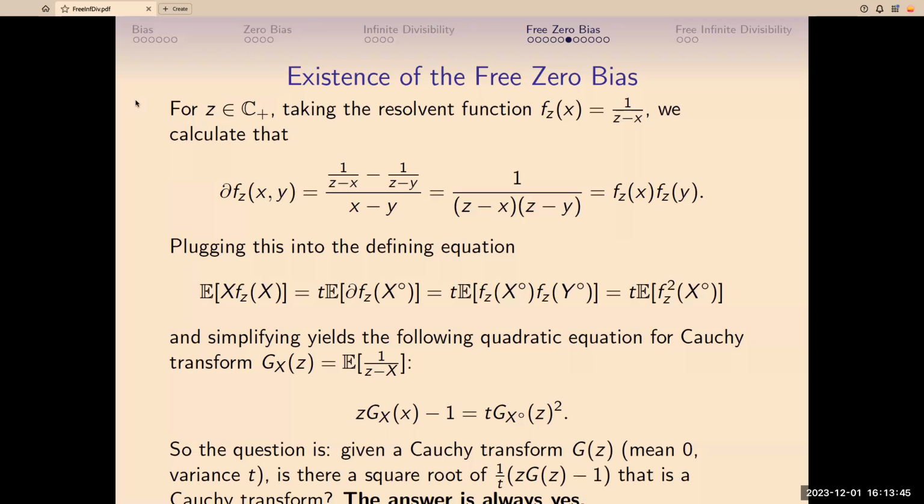Okay. All right, so anyway, there are two properties you need to verify. You verify that the function is a Cauchy transform, and therefore it's a Cauchy transform, and this exists.